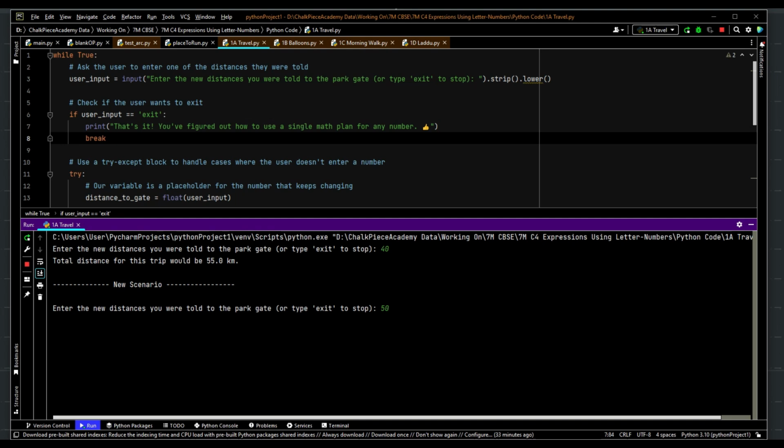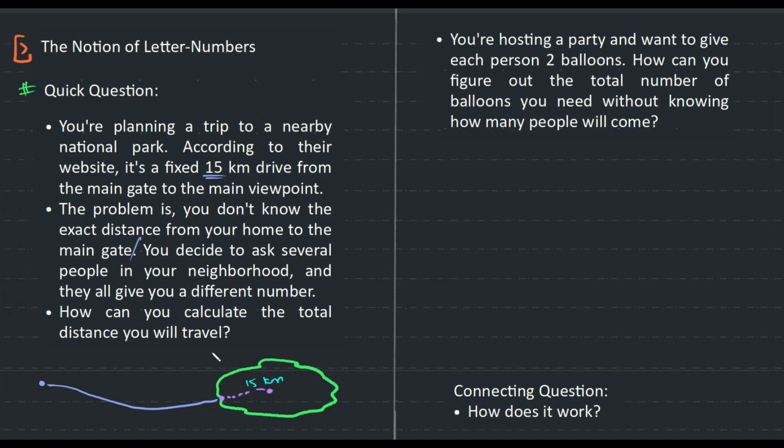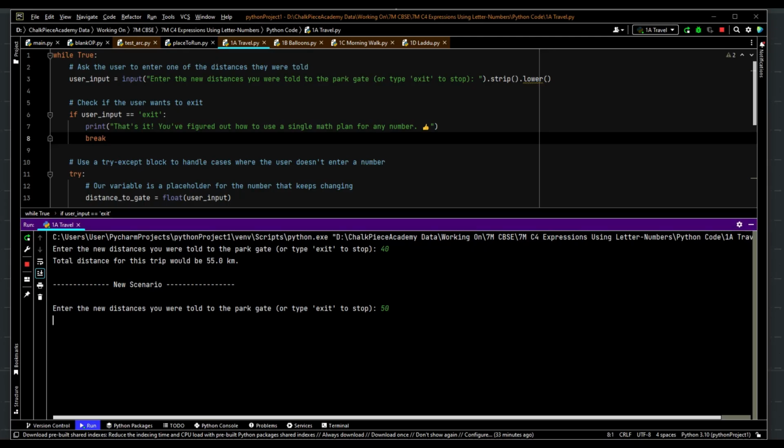So what is the total distance you will travel? You will have to travel 50 kilometers and then 15 more kilometers. So this is 50 and then 15. So this will be 65, right? So you have to travel 65 kilometers.